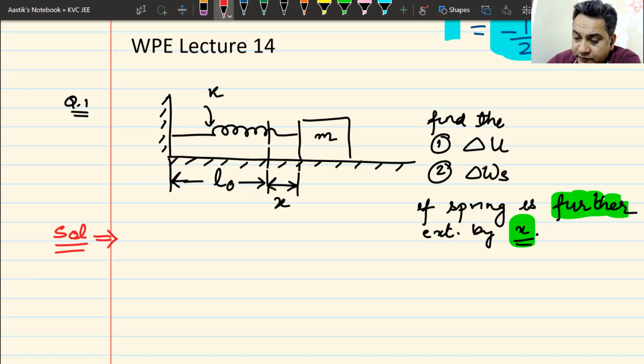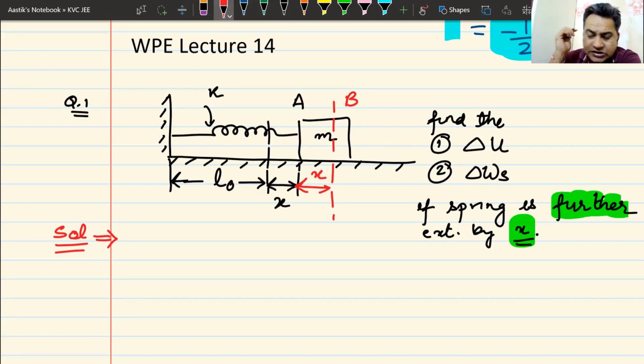So basically what we're going to do is, this is the initial position where this block is right now. Let me call this position A. And now I'm going to further extend it by an amount x. So it is here in its final position B, and this length, it is further extended by x. So this is also x.